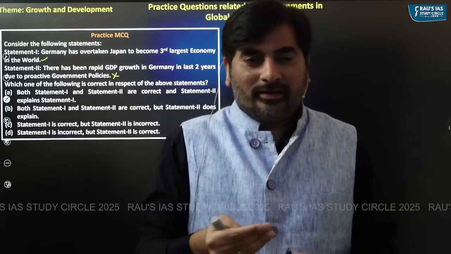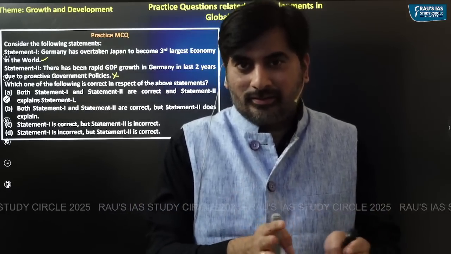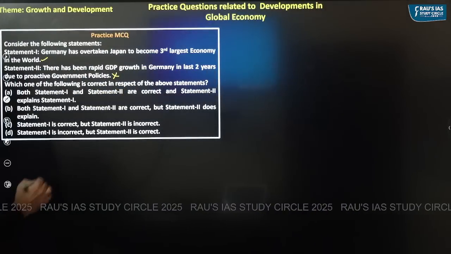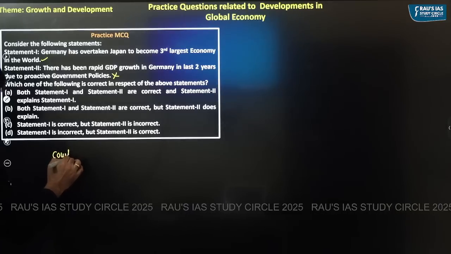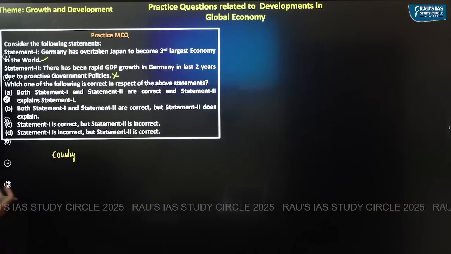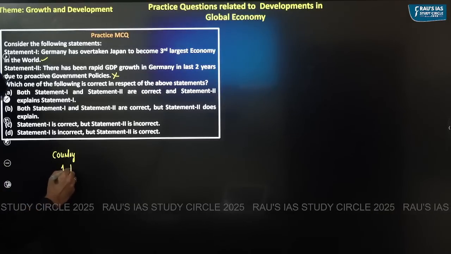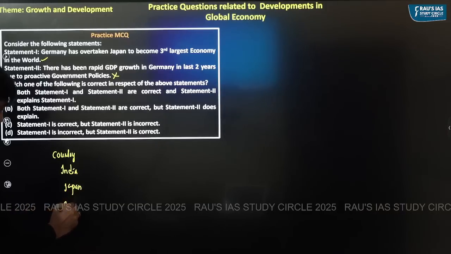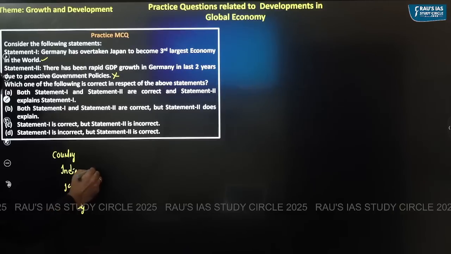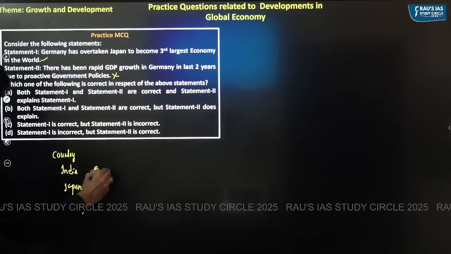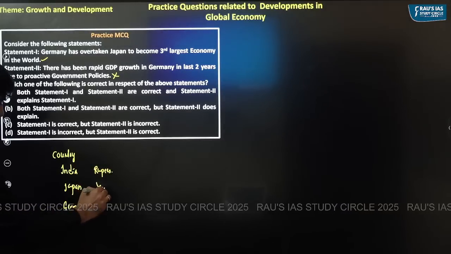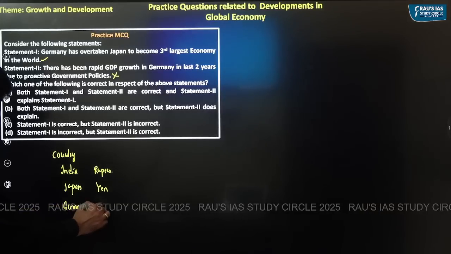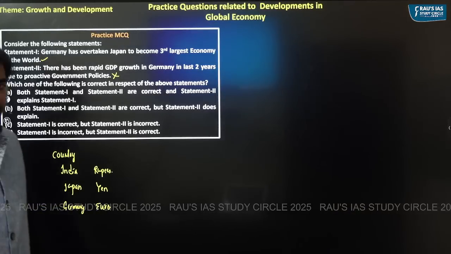Why has it taken place? Let's understand this through an example. Generally, what happens is every country measures its GDP in its domestic currency. For example, India would measure its GDP in terms of rupees. Japan would measure its GDP in terms of yen. Germany would measure its GDP in terms of euro.